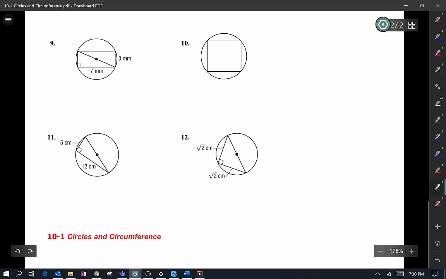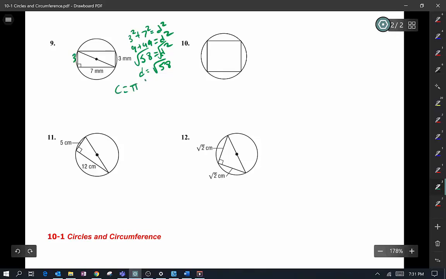All right, example 9. Well, this is 3, that's 7. I don't know a Pythagorean triple for 3 and 7. So I'm just going to do it. 3 squared plus 7 squared equals diameter squared, right? So 9 plus 49 equals d squared. 49 plus 9 is 58, so 58 equals d squared, square root, square root. So d is equal to root 58. So there we go. The diameter is root 58.